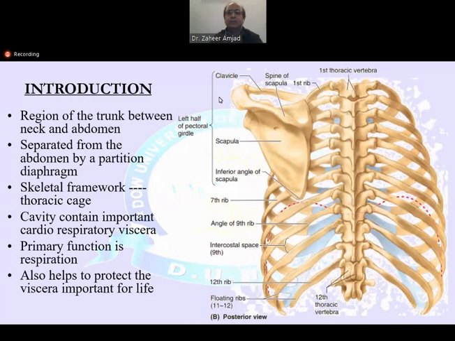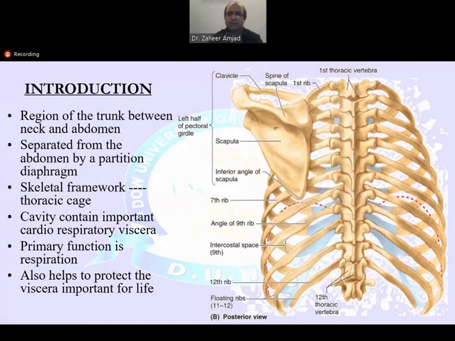This is the posterior view. The posterior side of the thoracic cage is referred to as the back. It's not part of the thorax. The part of the thorax is the anterolateral and anterior region. That is the thorax. And it is separated from the abdomen by a partition which is called the diaphragm. Diaphragm is the lower limit of the thorax.